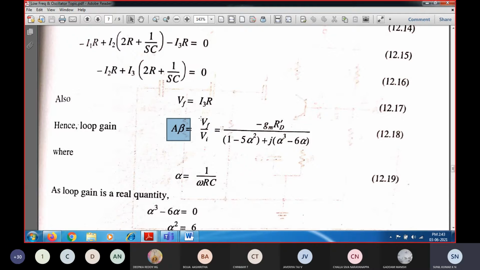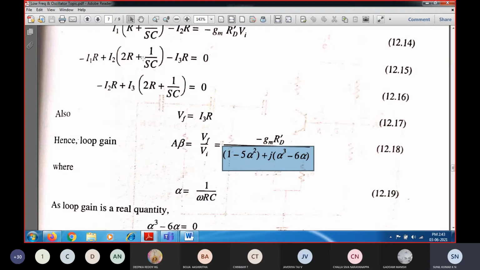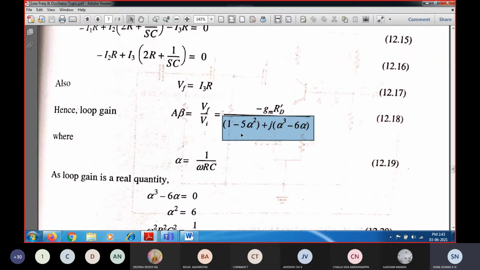So the output is Vf and the input is Vi. So with respect to output to input, I can easily find out the loop gain as equal to A into beta. In order to find Vf, I can write Vf is equal to I3 into R. If I substitute the value of I3, it will be equal to A into beta. A is nothing but minus Gm into RD dash, whereas beta is the feedback gain, which can be written in terms of R and C, since only R and C components are present here. If you substitute and solve these three equations, you are going to get the expression.